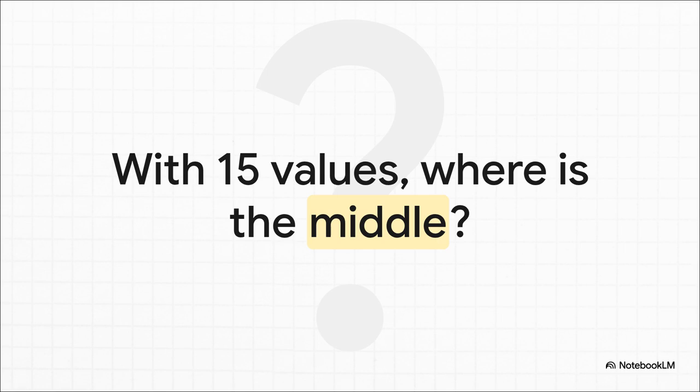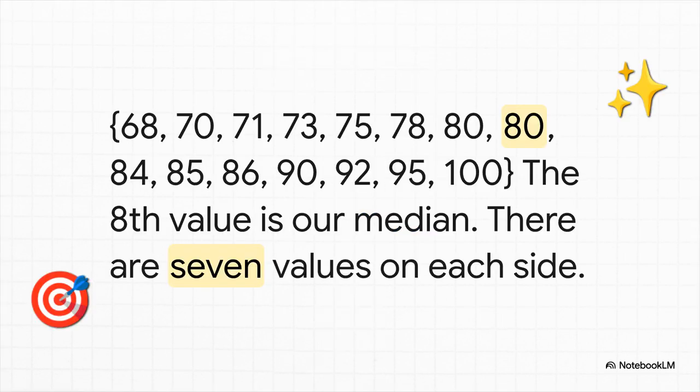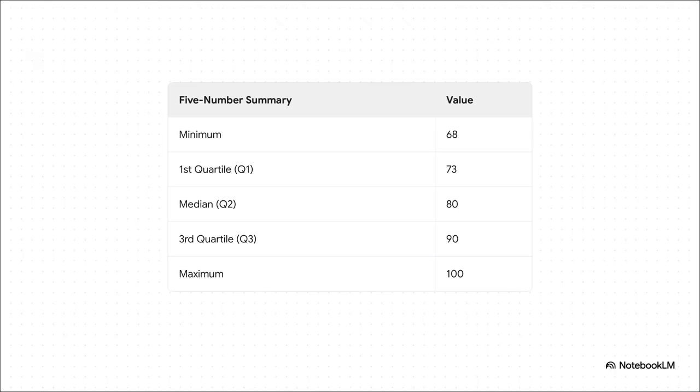All right, take a look at our nice ordered list. We've got 15 numbers there. Where's the dead center? Can you spot our median? Yep, you got it. If you count in from the left and count in from the right, you land smack dab on that 8th number in the list. So our median, our Q2, is 80. You can see there are 7 numbers to the left of it and 7 numbers to the right. Perfect.